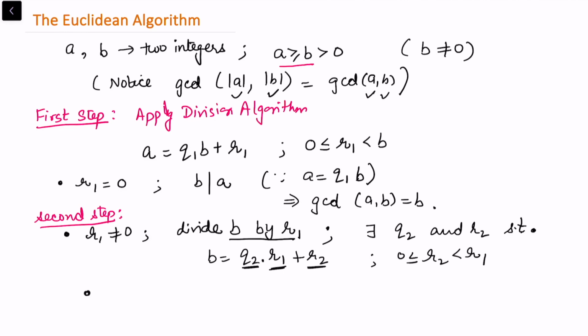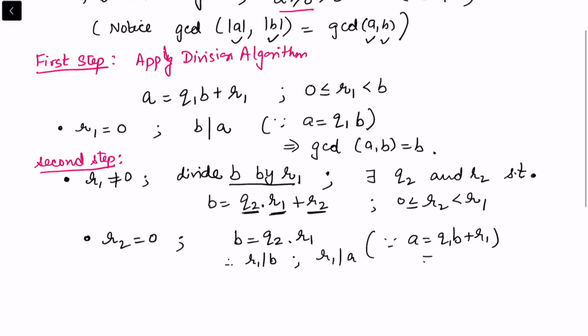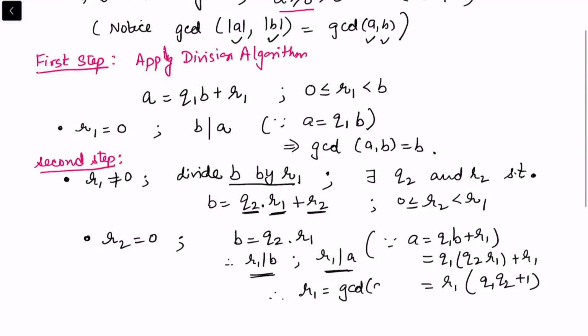We again check in a similar manner. If r2 is equal to 0, then b is equal to q2 times r1, so r1 divides b, and obviously r1 divides a, because a was q1 times b plus r1. Here we see that substituting the value of b, a is q1 times q2 times r1 plus r1, so r1 can be taken common from all the expressions, giving r1 times q1 q2 plus 1. So r1 will definitely divide both a and b, and hence r1 can be taken as the greatest common divisor of a and b.